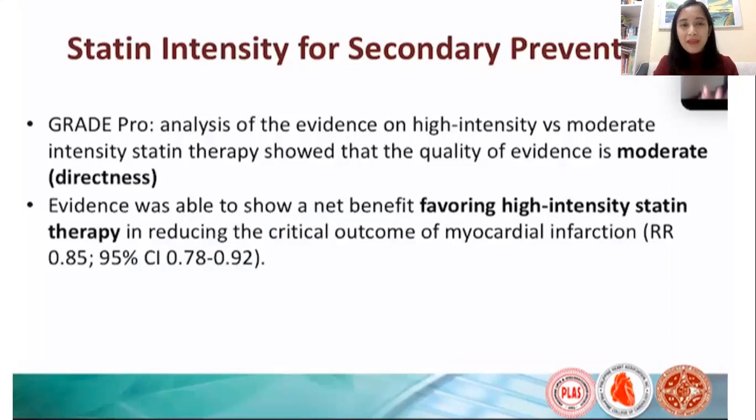So how do we prescribe statins for secondary prevention? Meaning the patient has already had an MI or already had a stroke and we want to prevent them from developing another event. And the evidence was able to show a net benefit favoring high intensity statin therapy in reducing the critical outcome of MI. Okay, so it's very important that patients who have these events already be maintained. When patients are prescribed a statin, they think that when the lipid level is already within normal, they can stop. This is a very common practice of our patients.